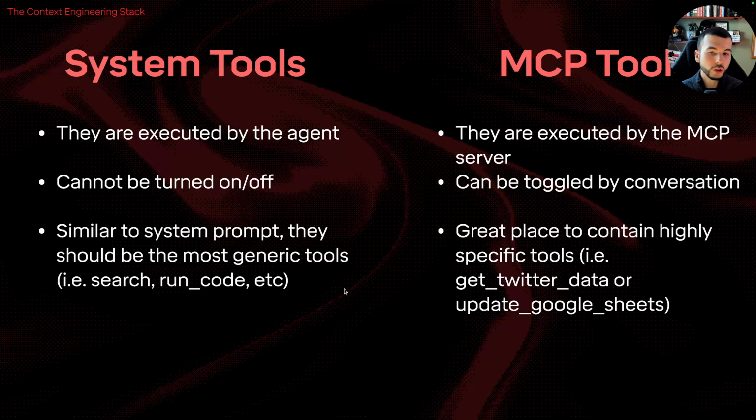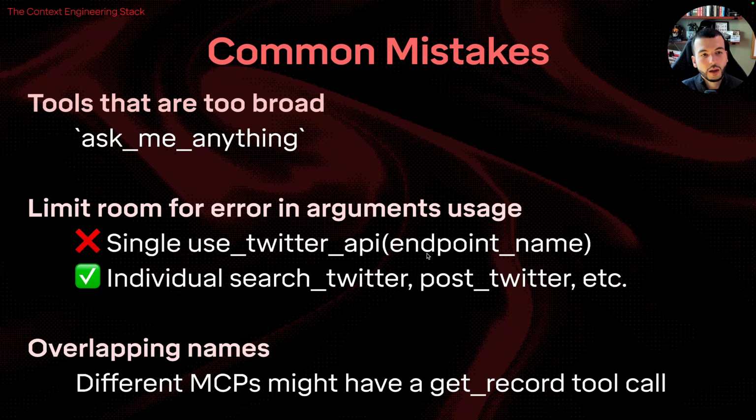MCP tools, all of those tools are executed remotely. So you don't necessarily know what goes on in the code itself. There are a lot of security implications that people are working on, but it's just something to keep in mind. They can be added or removed by conversation. And these are great for highly specific stuff. So for example, if you need to get Twitter data, you might put the Twitter or X APIs in one MCP, and then that MCP comes in or out depending on if it's necessary. Common mistakes: tools that are too broad, like "ask me anything."